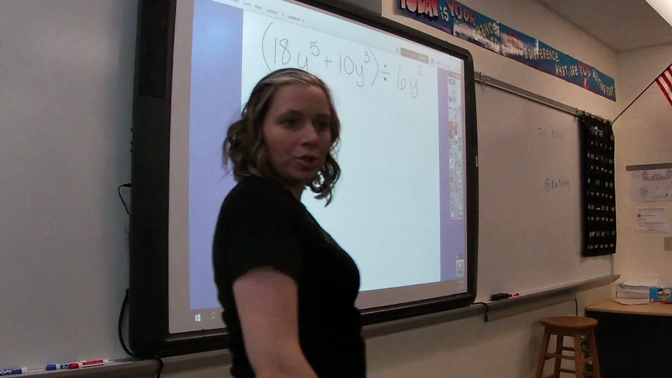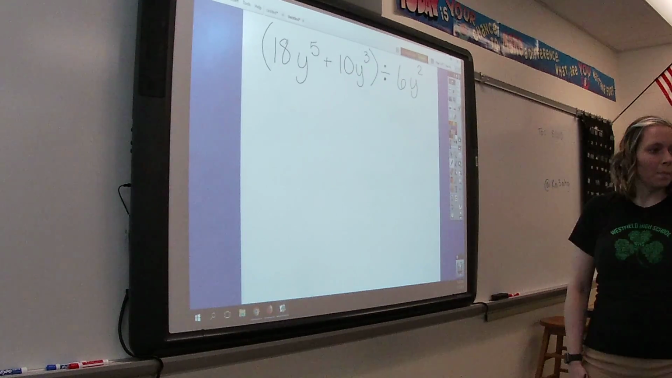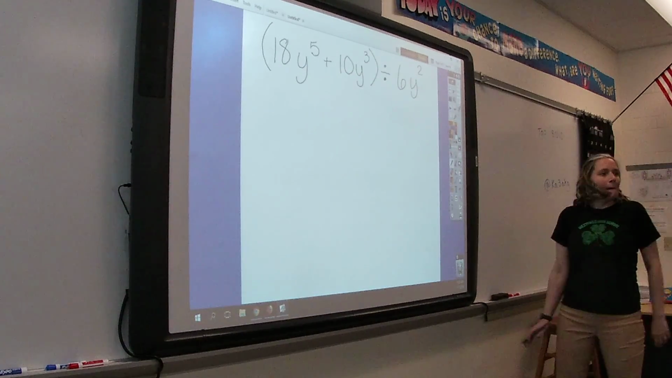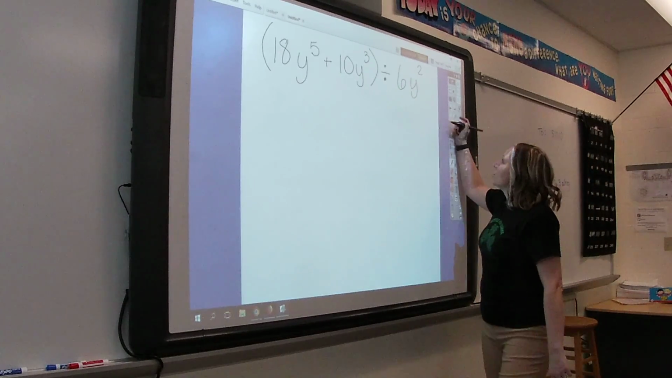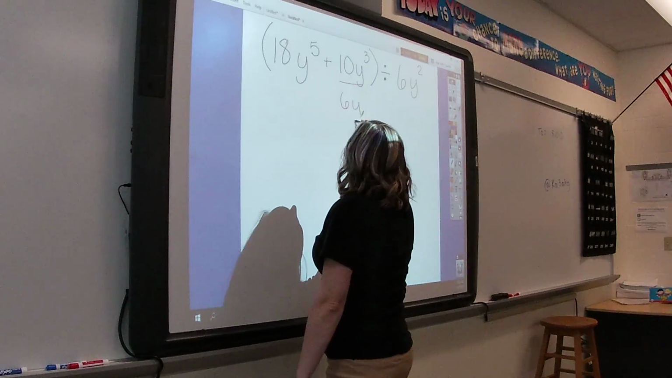Anybody think they know what we should do here? What do you think, Bailey? You should still divide each of them by the 6 multiplication. Right, so different division sign, but it's still division. So we're just going to take this and divide each of them.